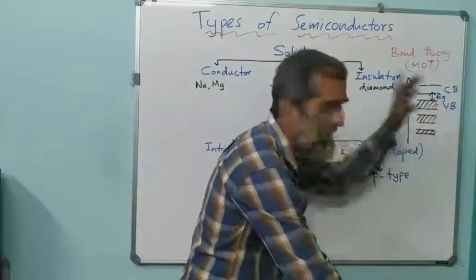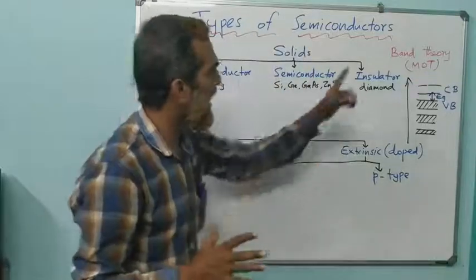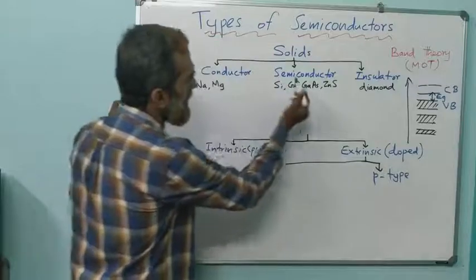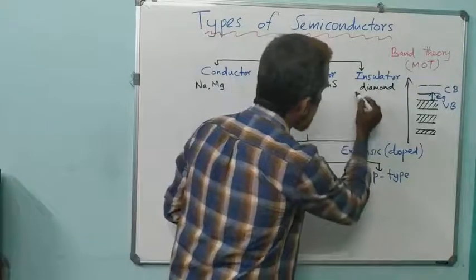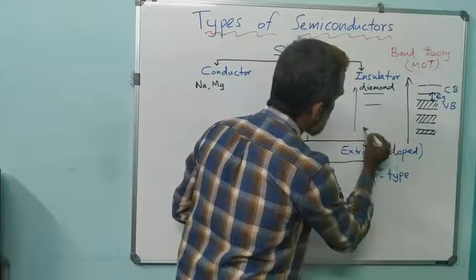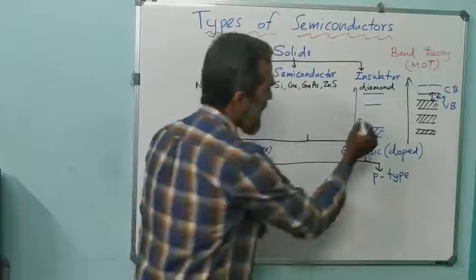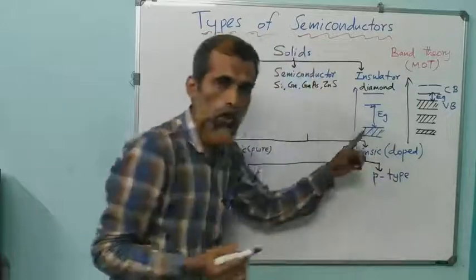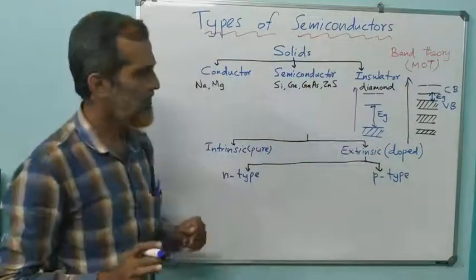Now based on this energy gap, we can divide solids into three types. So based on band theory, the difference between conductor, semiconductor, insulator is like this. In the case of an insulator, the energy gap will be very large. See, suppose this is the conduction band. You have a very large energy gap. So electrons cannot cross this energy gap to reach the valence band, and there is no conduction.